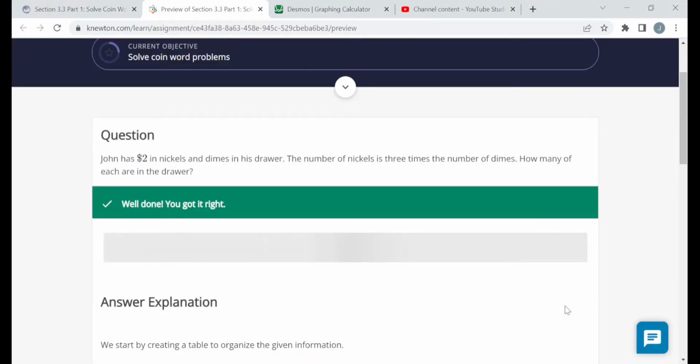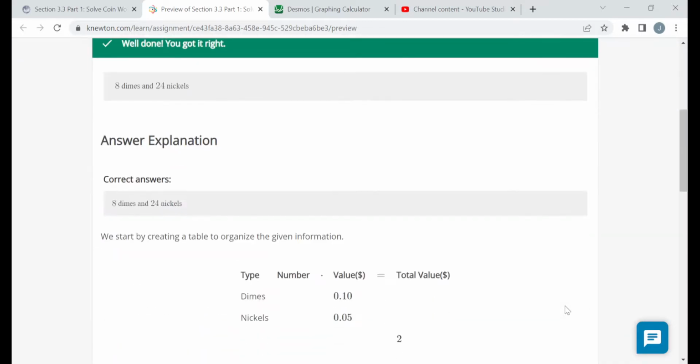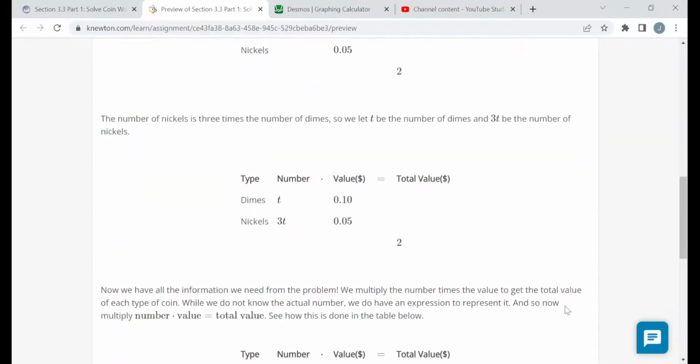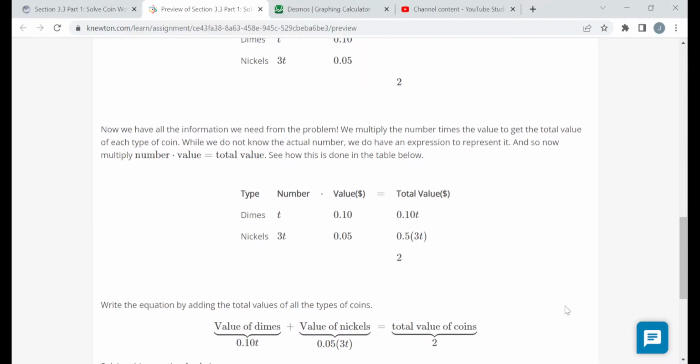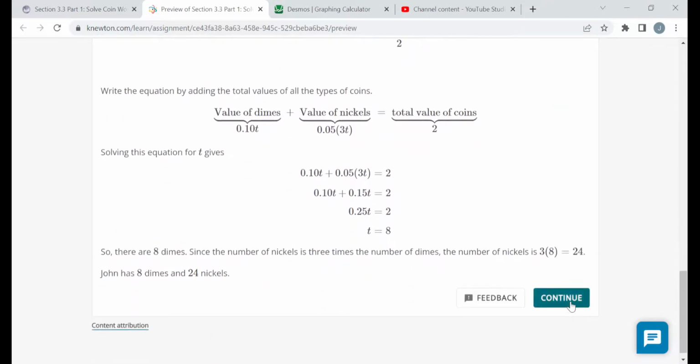That's what all these problems are going to be like, right? They might involve nickels and dimes, quarters and pennies, whatever, but they'll involve coins. You just have to remember how much each coin is worth. That's going to be key. All right. Next.